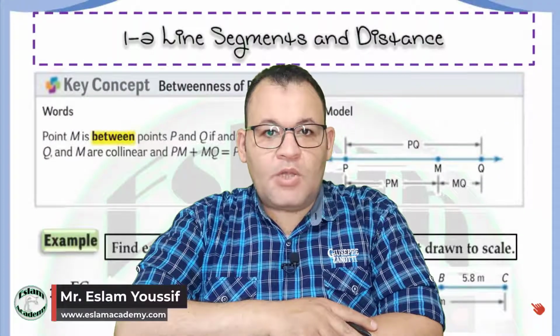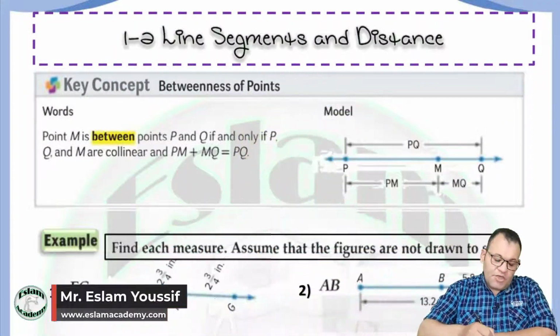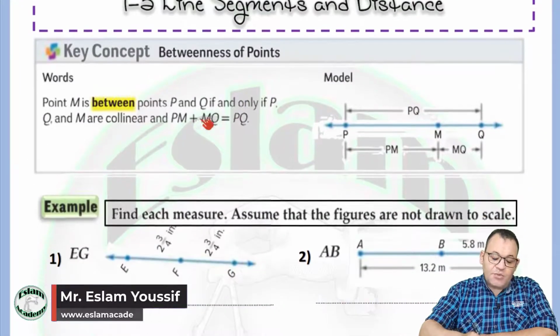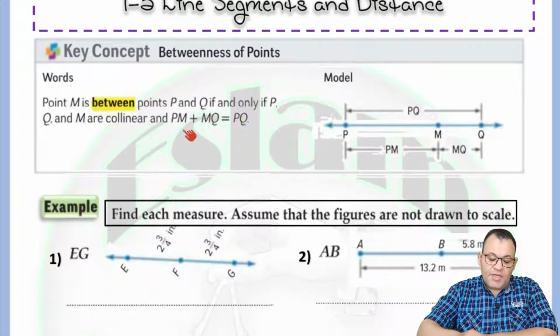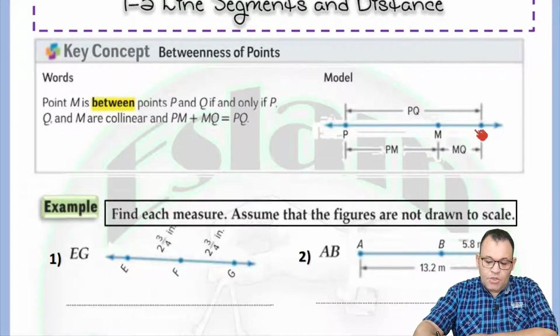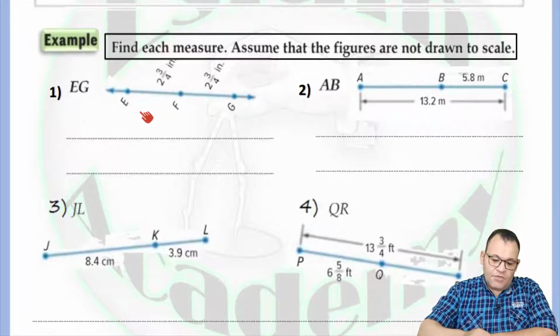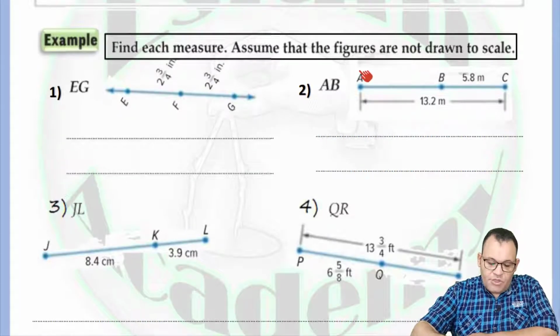In this video, we'll talk about line segment distance. Suppose that we have a point M. M is between the points P and Q. So we can say that PM plus MQ is equal to PQ. M lies between P and Q, so if you add PM plus MQ, it will be equal to PQ. We can use it to solve each of the following. Find the measure of each of the following.